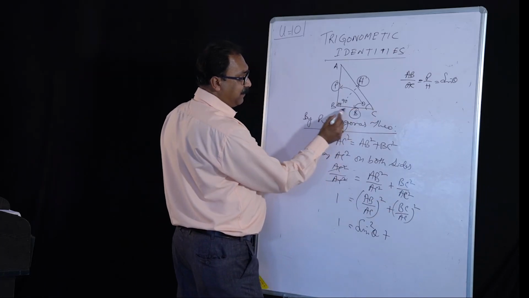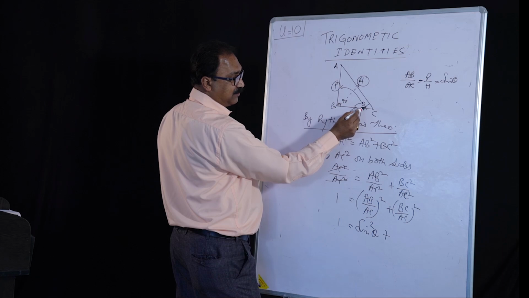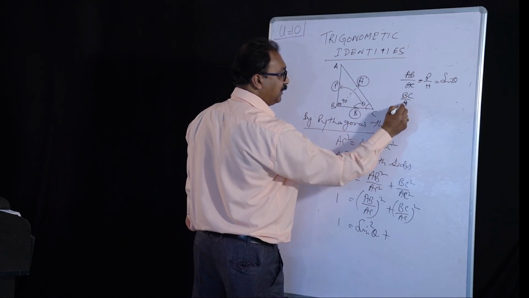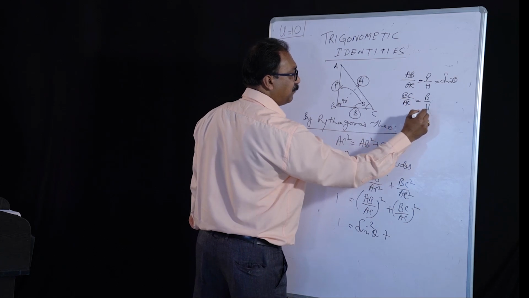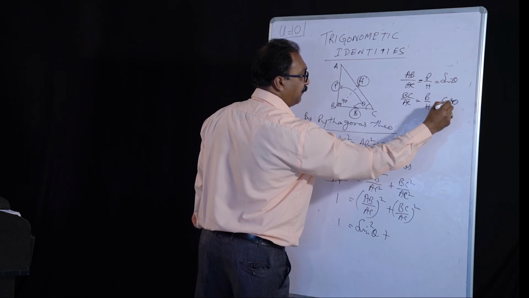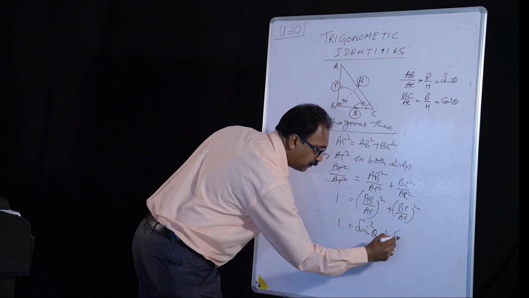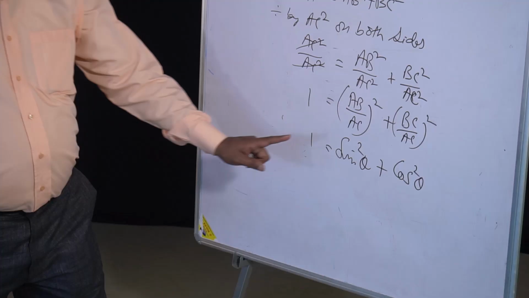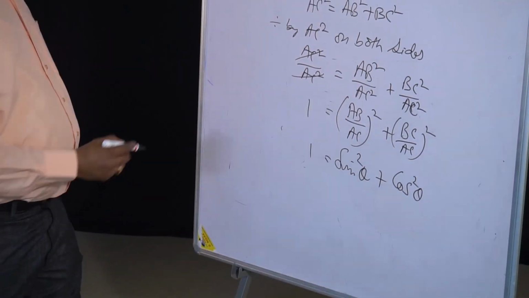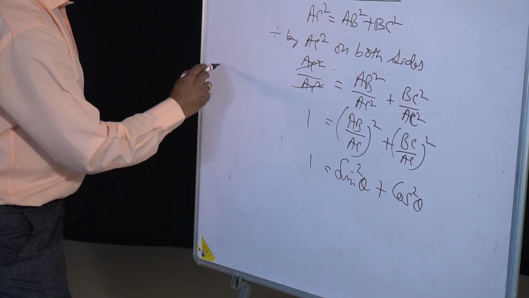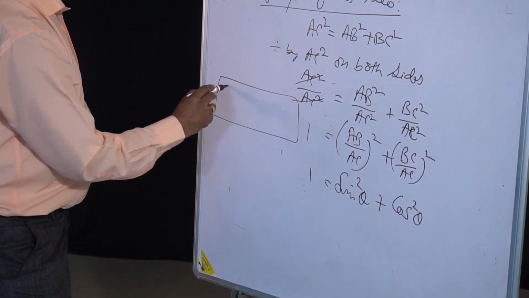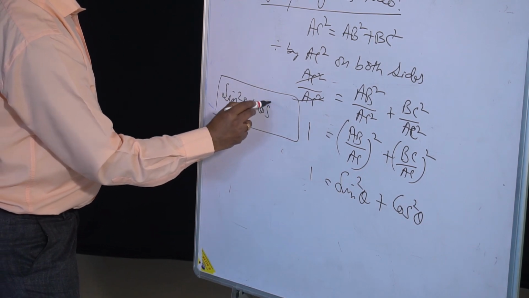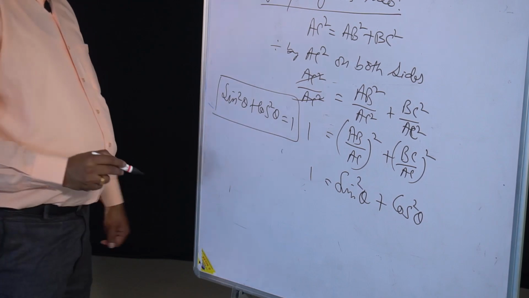Now, BC by AC. BC is base, and AC is hypotenuse. So BC by AC is nothing but base by hypotenuse, which we call cos theta. So cos theta whole square is written cos square theta. So we get a formula: sine square theta plus cos square theta equals 1. So what formula did we develop here? Sine square theta plus cos square theta is equal to 1.